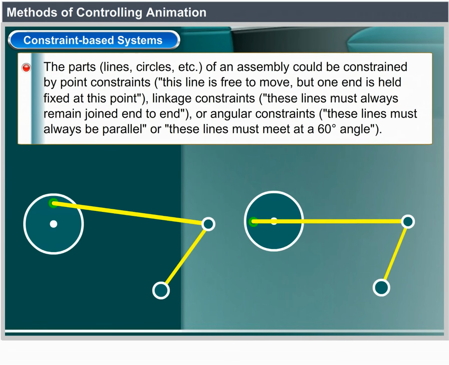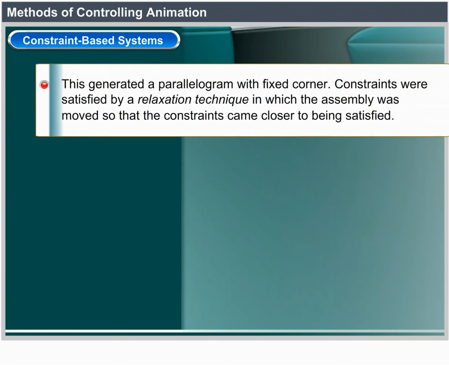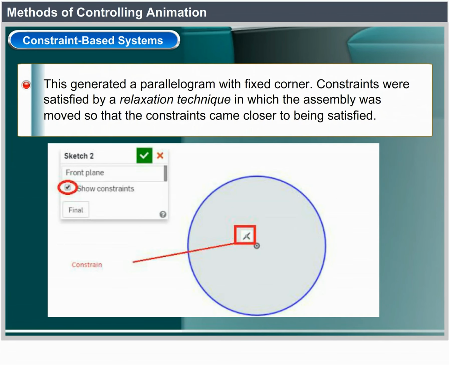The parts of an assembly, that is, lines, circles, etc., could be constrained by point constraints: this line is free to move, but one end is held fixed at this point. Linkage constraints: these lines must always remain joined end to end. Or angular constraints: these lines must always be parallel, or these lines must meet at a 60-degree angle. This allowed the user to draw 4 lines in a quadrilateral, put linkage constraints on the corners, put a point constraint at one corner, and put angular constraints on opposite sides to make them parallel. This generated a parallelogram with one corner held fixed.